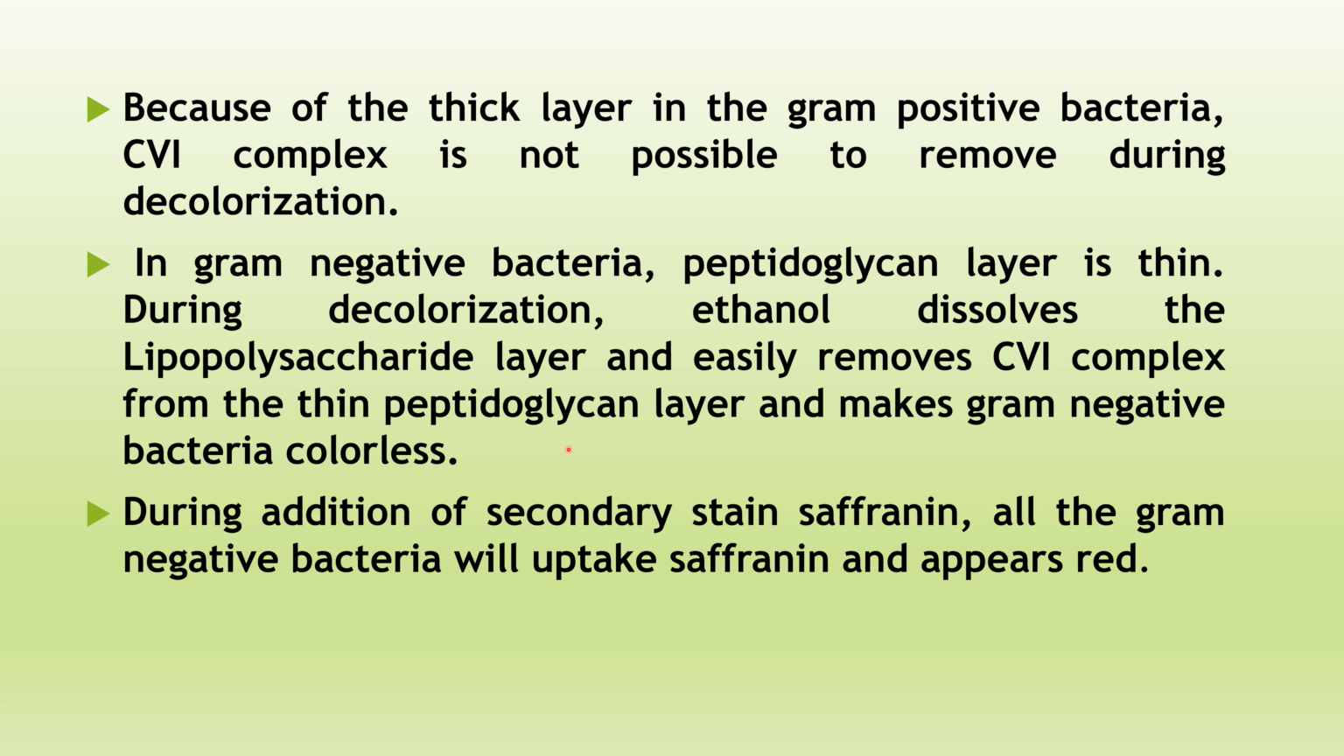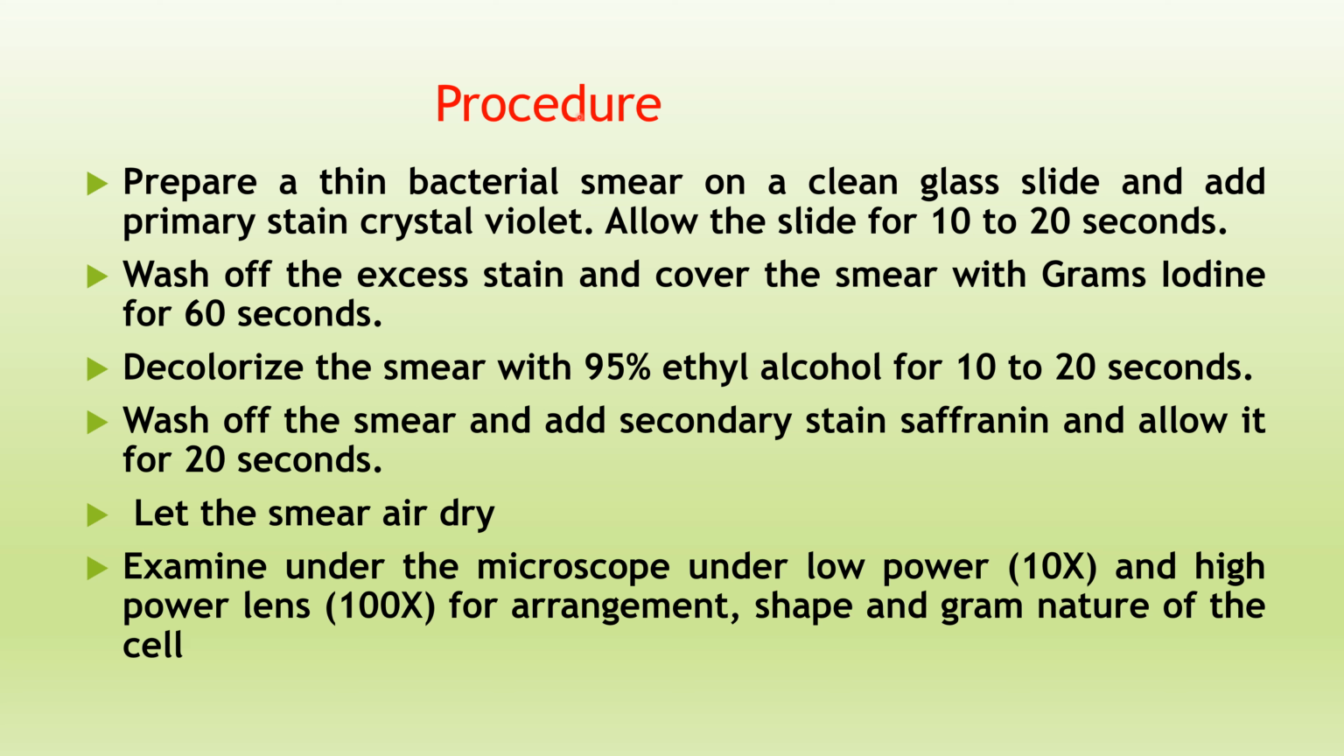Once they have been decolorized, in the last step we add the secondary stain, safranin, and all the gram-negative bacteria take up safranin and appear red or pink in color. Here you can observe the procedure so that you know what is behind it. As in every staining method, we first have to prepare a thin bacterial smear. The bacterial smear is prepared on a clean glass slide, and first we add the primary stain, which is crystal violet.